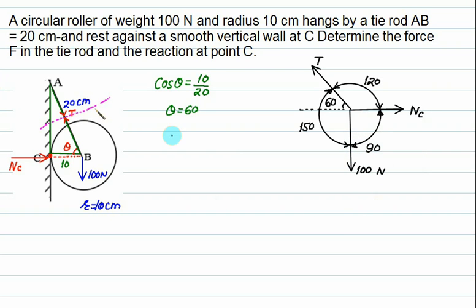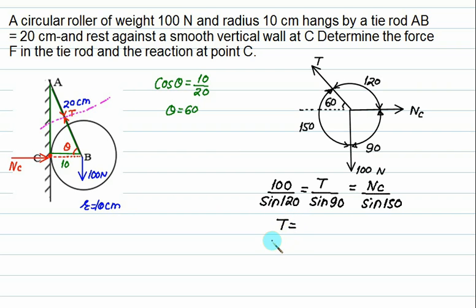So by Lami's theorem, the 100 Newton force is proportional to sine of the angle between the other two forces, that is NC and T, equal to what? 120. Then the force T is proportional to sine of the angle between the other two forces NC and 100, that is equal to 90. Finally, NC is proportional to sine of 150. You can find out T and you can find out NC.